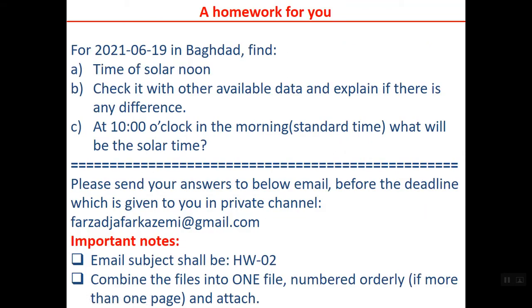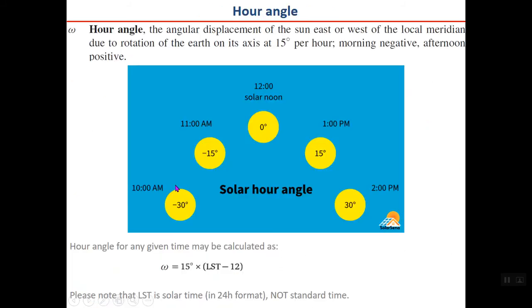This is a homework for you. For example, for the 19th, use the time shown here for Baghdad. Calculate the time of solar noon and check it with other available data, because you know that solar noon is the time of Azan, and you can check it. If there is any difference, explain about that. And at 10 o'clock in the same city in the morning, the same day, what will be the solar time? And these are the rules that you should follow when you are sending your answer to me.